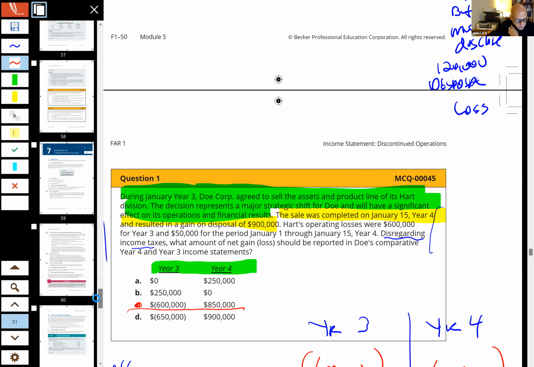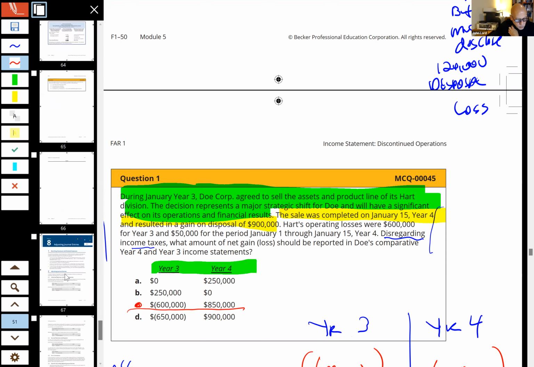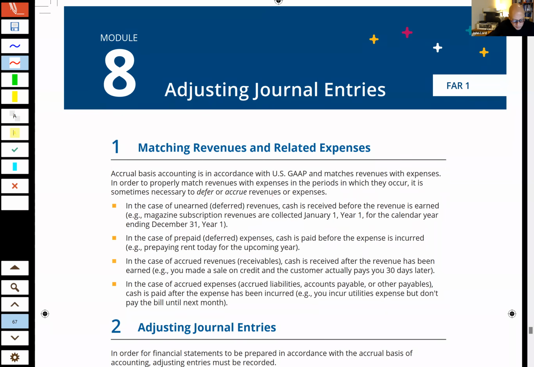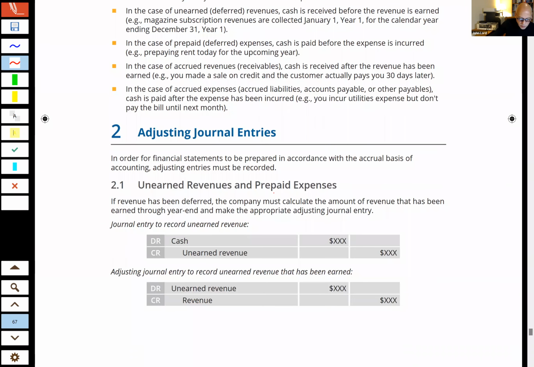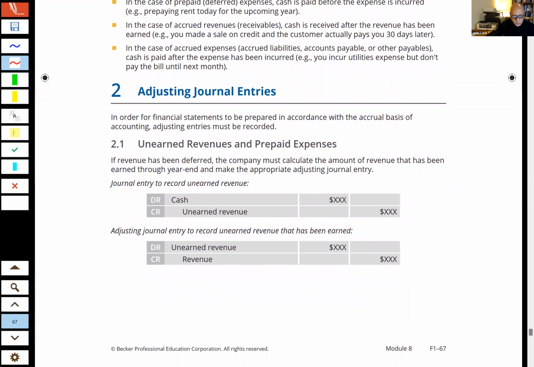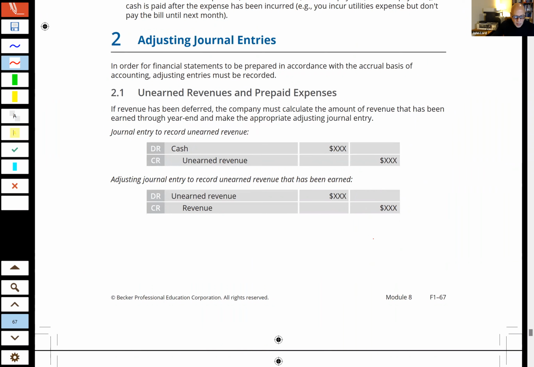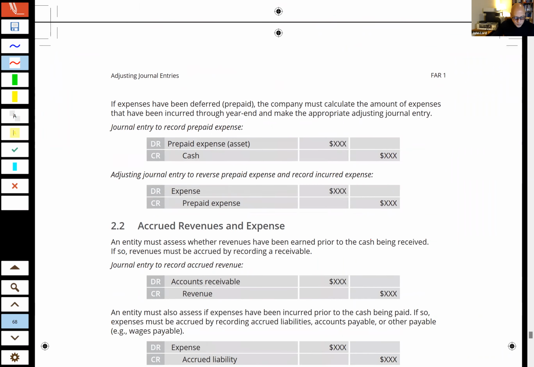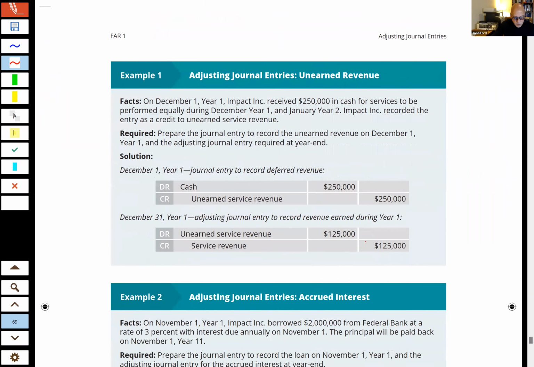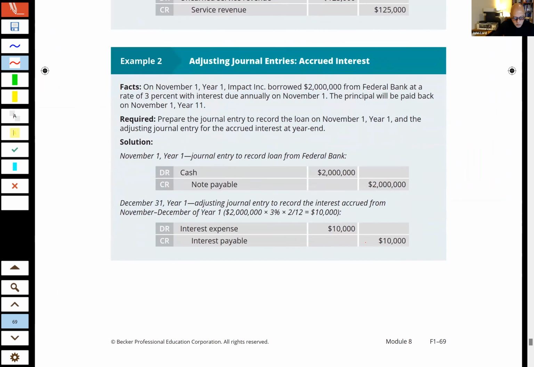However, I do want you to, on your own, look at module 8, adjusting journal entries. Okay, I'm not going to spend time going through that with you here necessarily, because I think that it's pretty self-explanatory. You don't even have to watch the video. You could read through this. Okay, but adjusting journal entries. Okay, and you can see here.